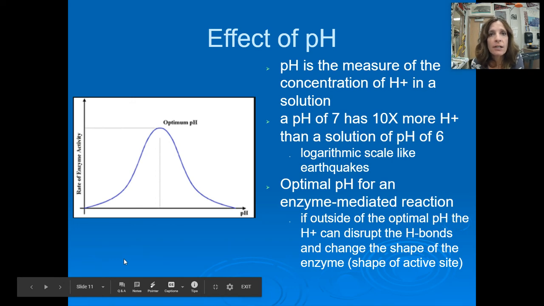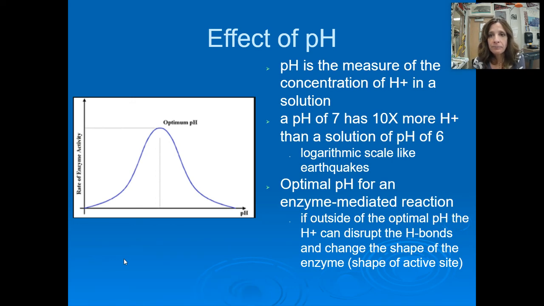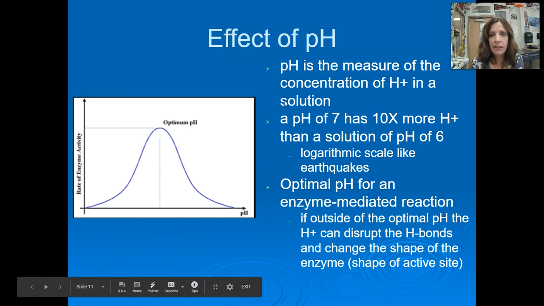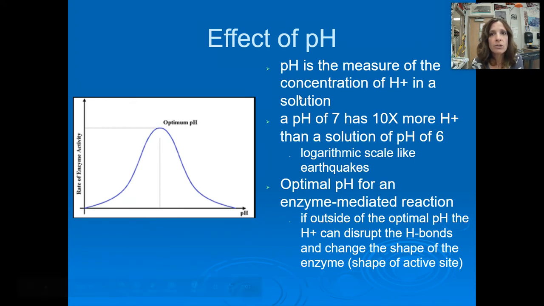So pH is another thing that can denature an enzyme. And just so you guys have a little bit of background or reminder, pH is the measure of the hydrogen ions in a solution. So neutral is 7. Anything below 7 is acidic, and that is adding hydrogen ions. And anything that's above 7 is basic, and you're adding hydroxide or OH negative ions. So if you have a pH of 6, you have 10 times more hydrogen ions in a solution than a pH of 7. This is a logarithmic scale, is how we talk about pH.